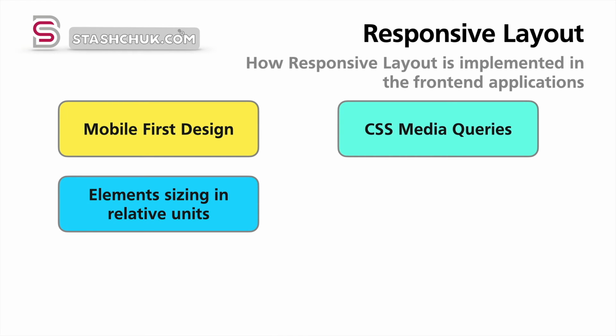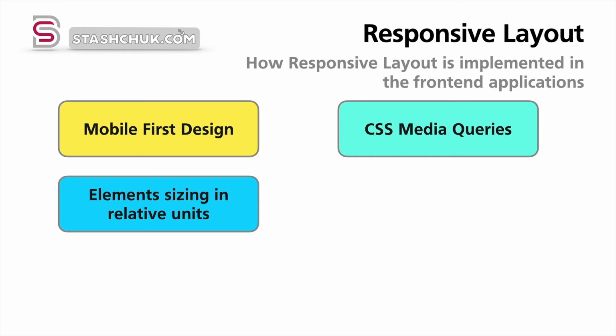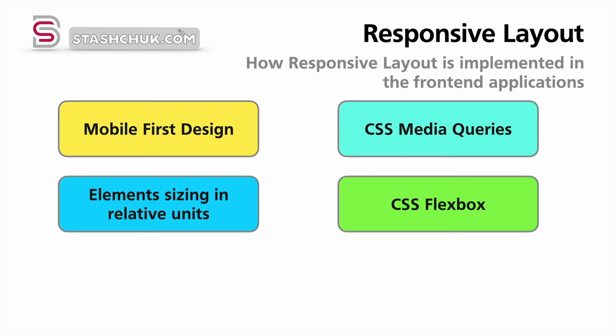Elements in the front-end application could be sized in relative units. For example, the size of images and buttons could be defined in percents of the device viewport. Font size could be defined in REMs, which are calculated based on the size of the root element, which is the HTML element for web applications. CSS Flexbox or Flexible Box model is a layout model which greatly simplifies positioning of elements on the screen, depending on the screen size.